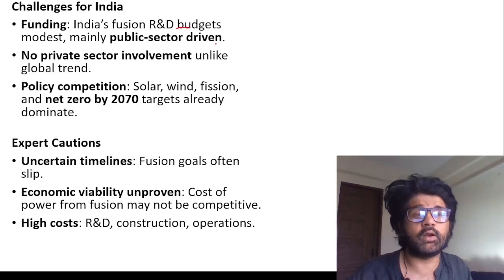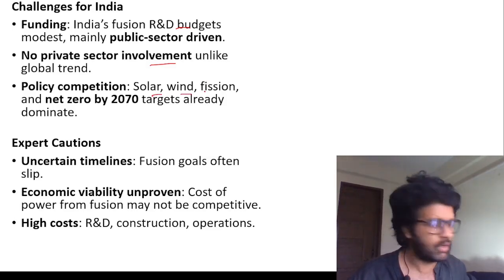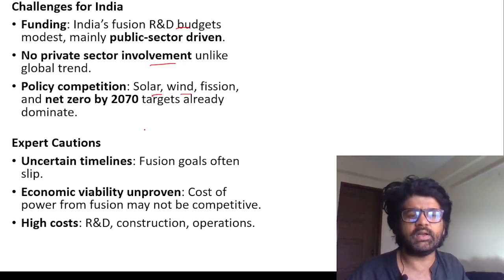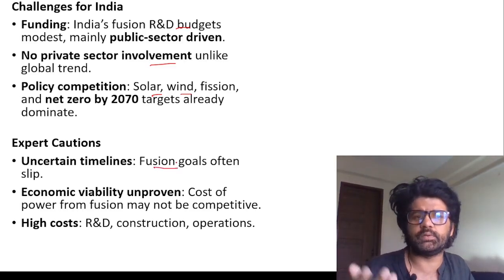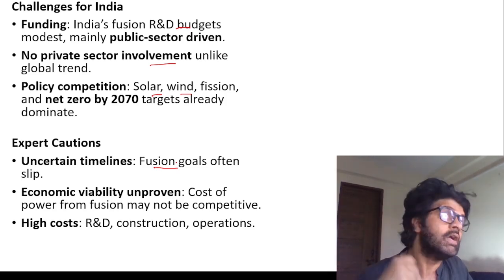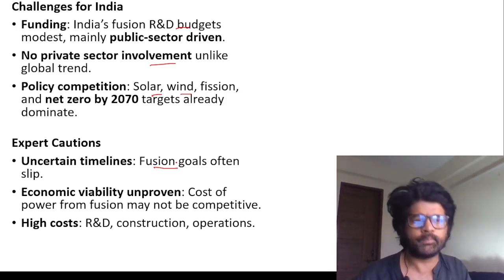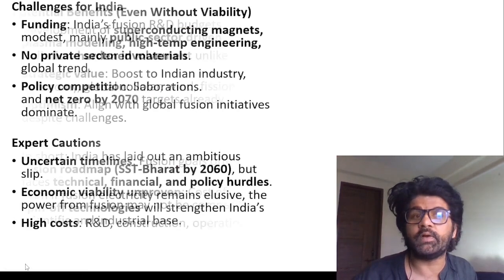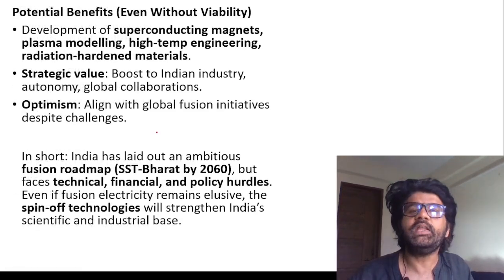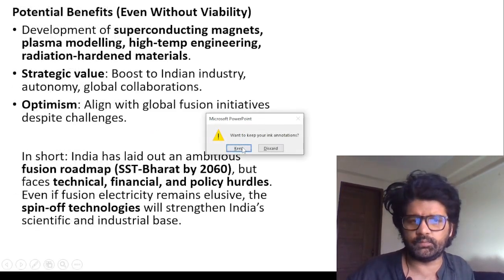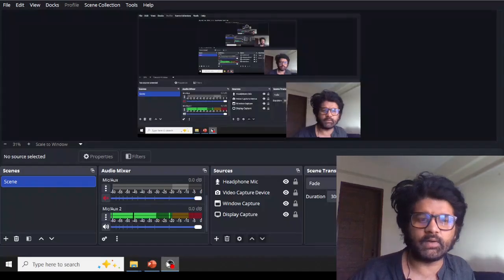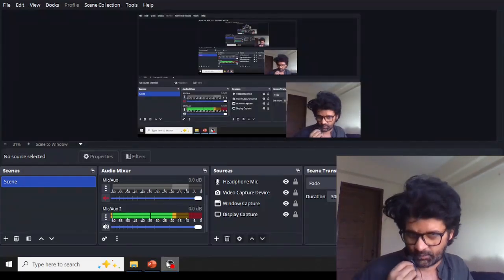Challenges: funding, it requires a lot of money. Private sector is not involved here. Policy, competition: solar, wind, fusion, they are having their own competition. Net zero we have to achieve by 2070. So all these things have to be done. Uncertain timelines. Fusion goals often get delayed, like we have seen in the case of ITER also. So that can happen in SST Bharat also. You will understand each and everything once we solve some questions. Don't worry. These articles, they look tough, but they are really fine. Even if we face some issues in fusion, whatever magnets etc. we will develop, that will help us in other areas.